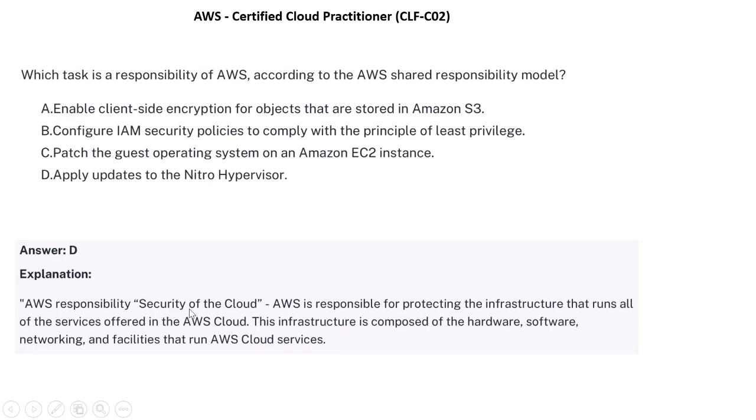AWS responsibility, security of the cloud. AWS is responsible for protecting the infrastructure that runs all of the services offered in the AWS cloud. This infrastructure is composed of the software, networking, and facilities that run AWS cloud services.